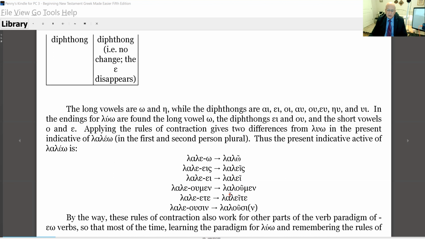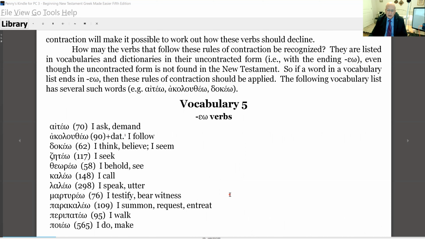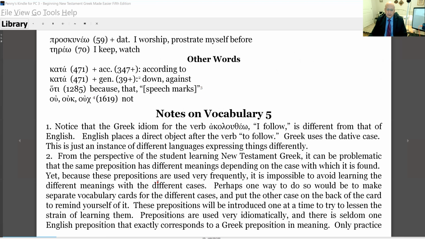So make sure that you know these words, vocabulary 5, and that you know what happens when you add the endings for the present active tense. I ask, aito, with a circumflex accent. Dokeo, I think, doko, not dokeo, that's only in the dictionary, doko. We only have contracted forms in the New Testament. We'll see perhaps some more in just a moment.